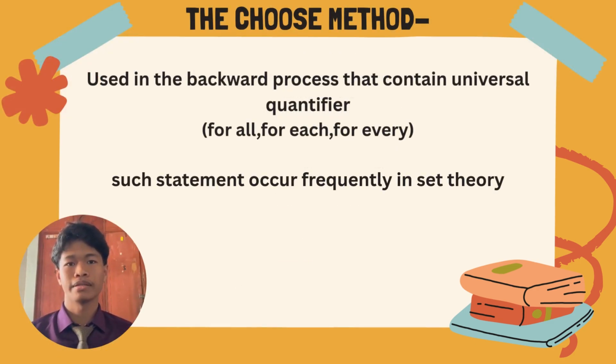Next, the choose method. The choose method is used in the backward process that contains a universal quantifier. For example, for all, for each, for every. Such statements occur frequently in set theory.